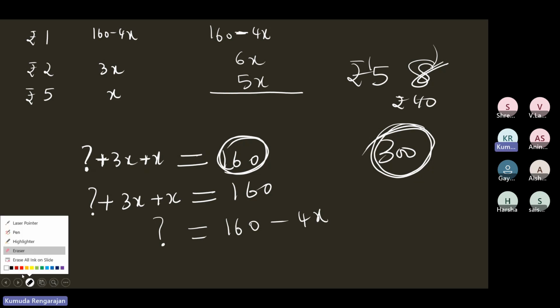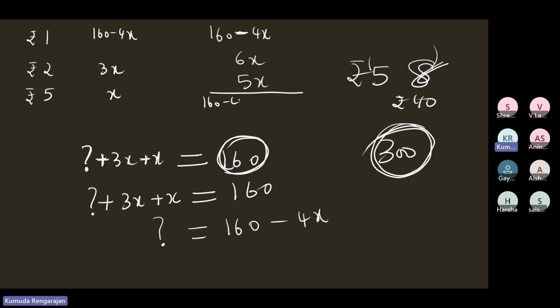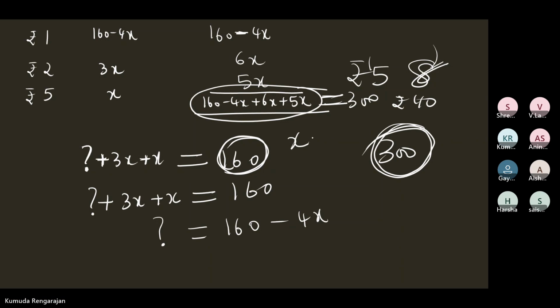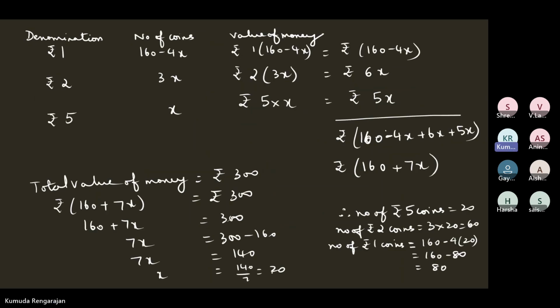Now add everything. Add all this: 160 minus 4x plus 6x plus 5x. This is the total value of money, and that is given to be 300 rupees. That is why we equate it to 300. So now on solving this, you get the value of x. And x is 20. And then you can find the others.